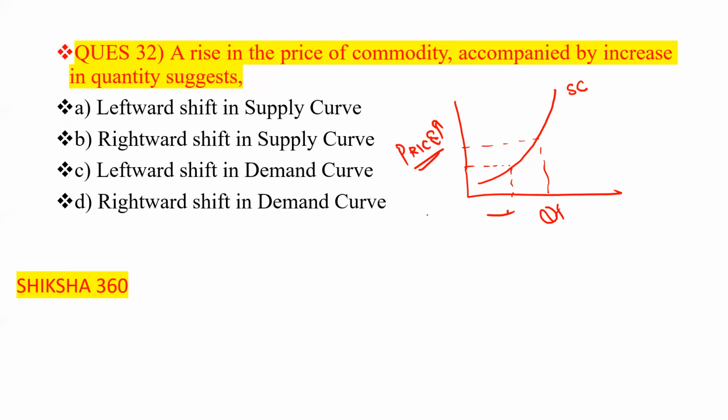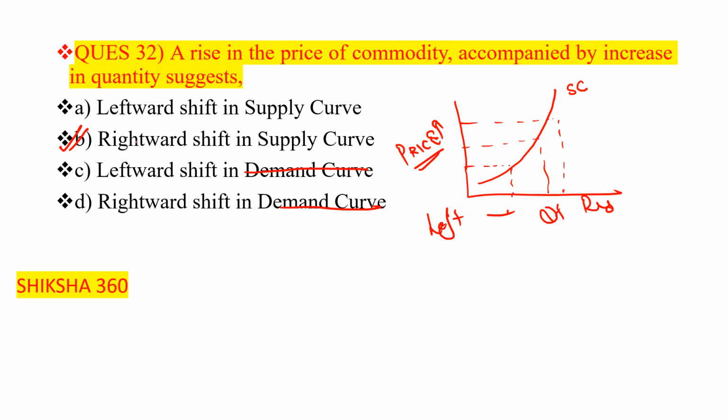So this is the left side, this is the right side. First of all, we know that this is the question of the supply curve, so this one is not our answer, and this one is not our answer. So either option A or option B is the answer. As the quantity rises, we are going to shift towards the right. So option B is the answer. That is a rightward shift in the supply curve.